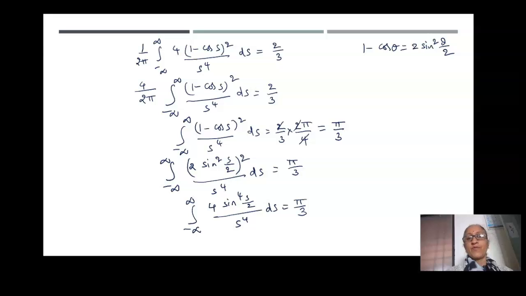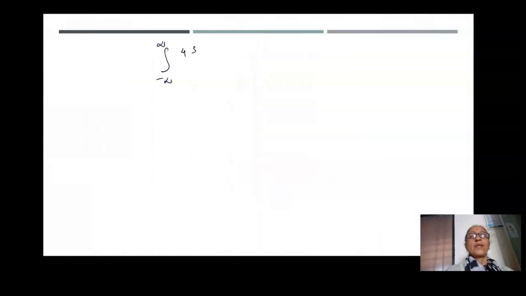Now this s power 4 here, multiply and add 2 power 4, because here s by 2 is there. So to bring s by 2 in the denominator, we have to multiply and divide this s power 4 by 2 power 4. So let us see here: integral minus infinity to infinity of 4 into s power 4 sine power 4 s by 2 upon 2 power 4 into s power 4 by 2 power 4 ds equal to pi by 3.